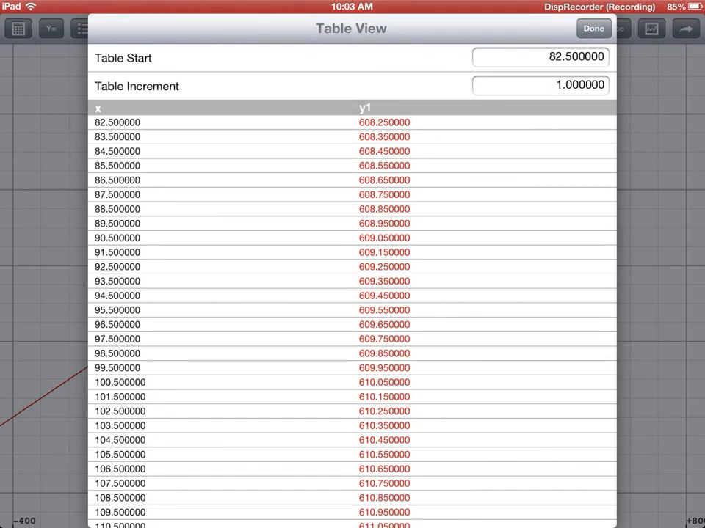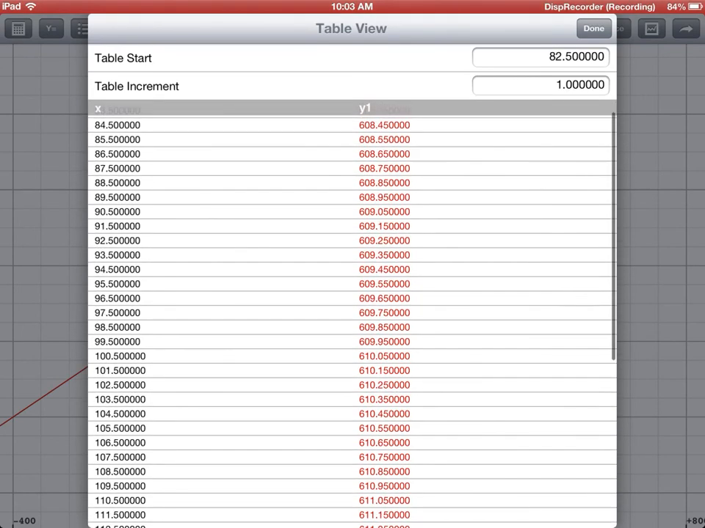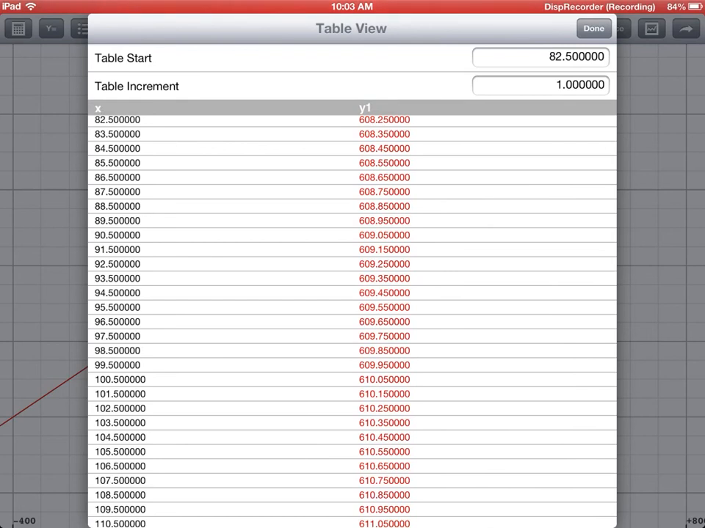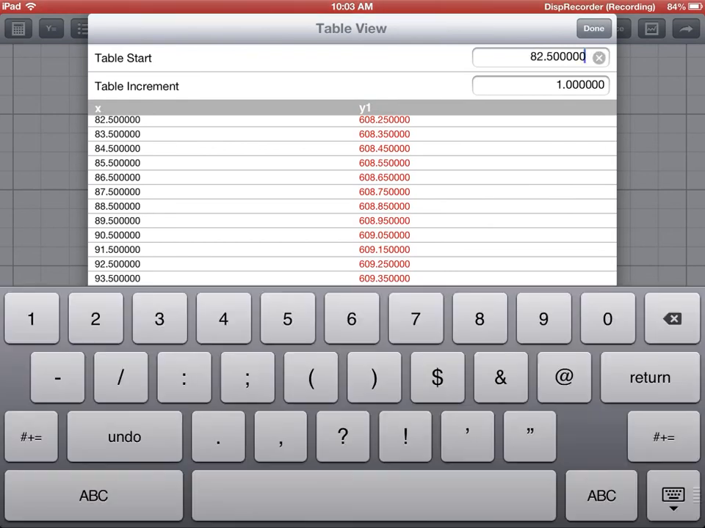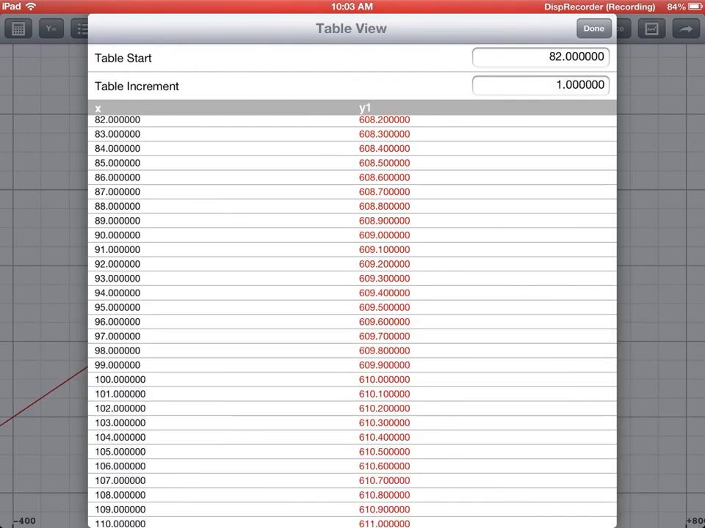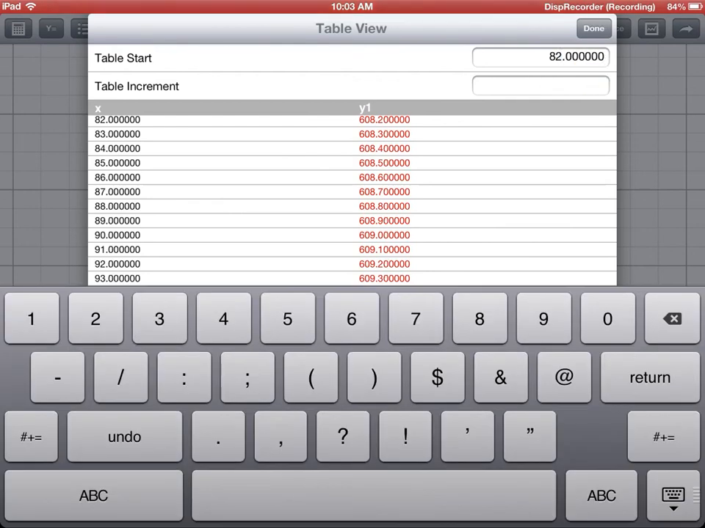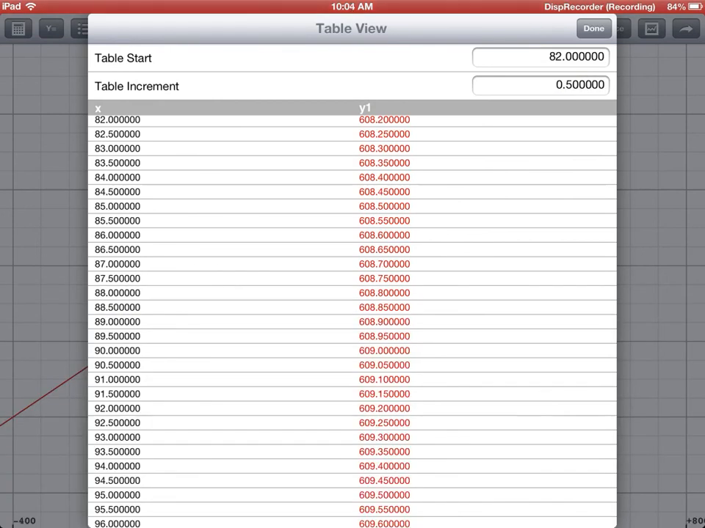And notice that if we start at $82.50, it gives us $82.50 and $83.50 and $84.50 because our increment is 1. So I'll show you another example. If we set that to 82 and set the increments to 0.5, now I'll get 82, 82.50, 83, 83.50, and so on. And we can see that 82.50 gives us $608.25 for our paycheck.